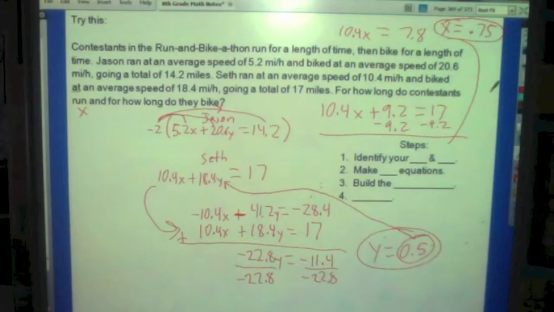Okay, so what this is telling us is that they would run for 0.75 of an hour. Okay, so 3/4 of an hour, which would come out to 45 minutes. And they biked for a half an hour, so 30 minutes. So it shows us how long they ran and how long they biked to do this race.